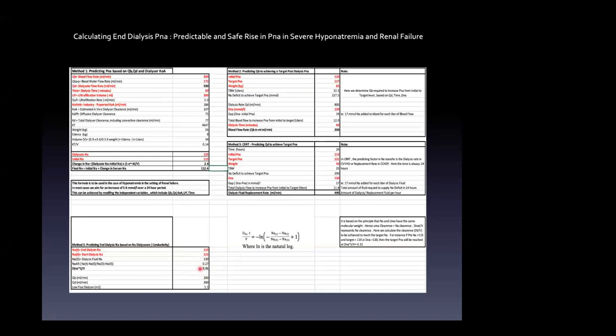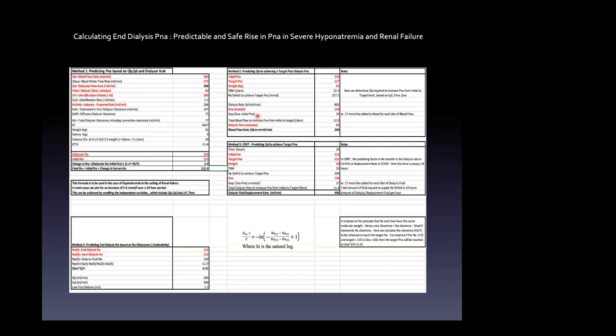And I know that when I have reached a clearance of urea of 0.31, which is the same as the clearance of sodium, the patient's plasma sodium will have increased from 115 to 119. This formula is a bit complex, and you may not have that formula module in your dialysis machine.